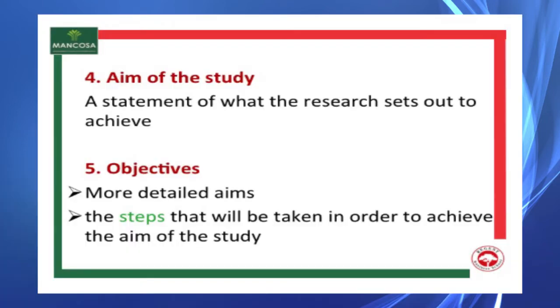Let us now go on to discuss the study aims, objectives, and research questions. Often, the terms aim and objective are used interchangeably. However, in research terms, the aim entails a statement of what the research sets out to achieve, while the objectives refer to more detailed aims. In other words, the objectives of the study refer to the steps you are going to take in order to achieve the aim of your study.